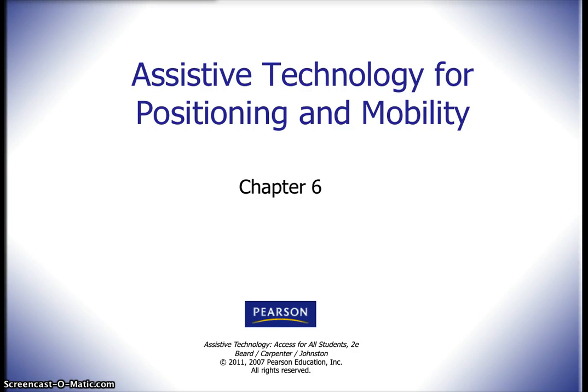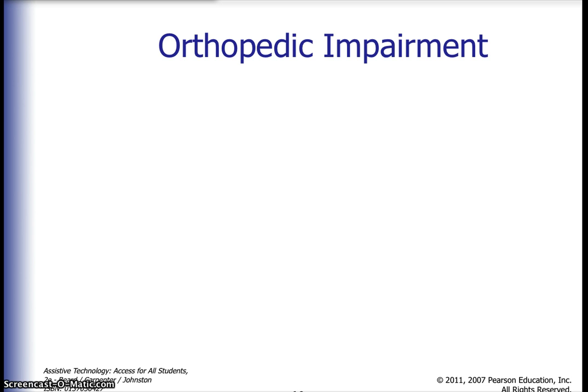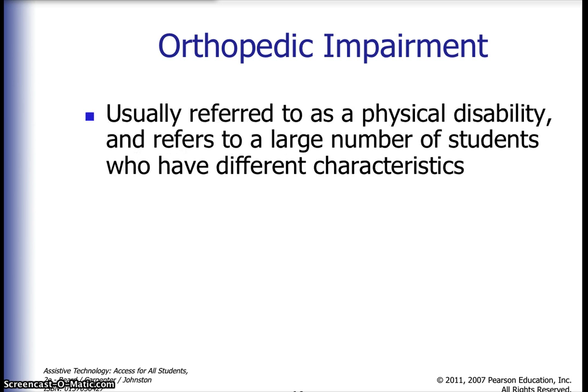Chapter 6 of your textbook, Assistive Technology for Positioning and Mobility. You go over orthopedic impairments, usually referred to as a physical disability, and refers to a large number of students who have different characteristics.